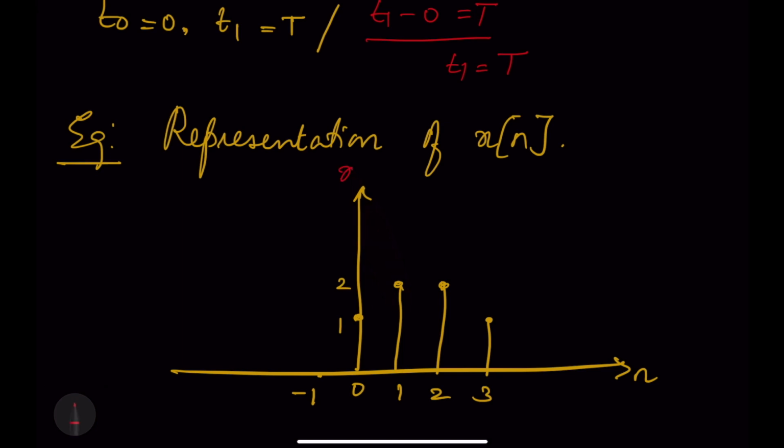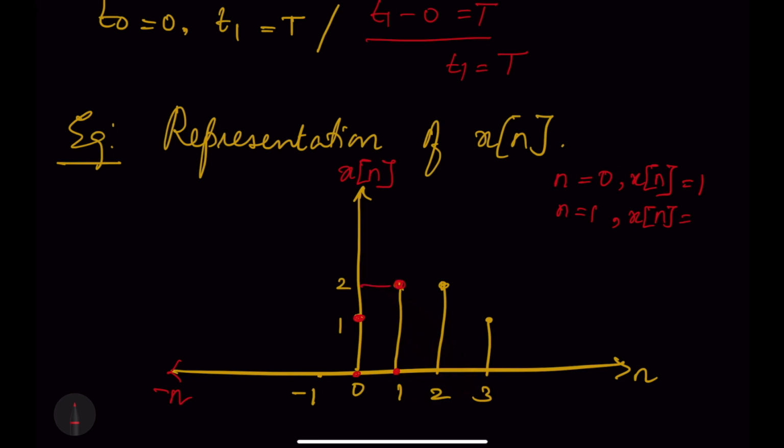So for example, you take n. So this will become n. This is minus n. So when n is equal to 0, what is the value of x of n? When n is equal to 0, the value of x of n is 1. And again, when n is equal to 1, see at the point 1, it carries the value 2.